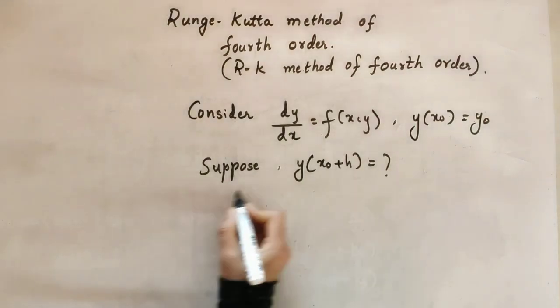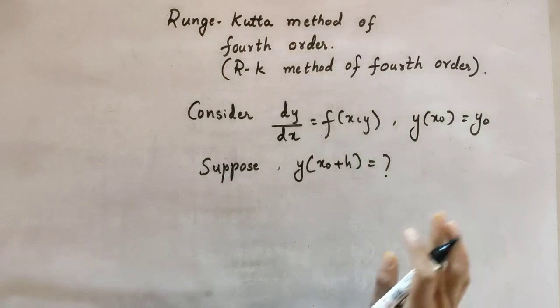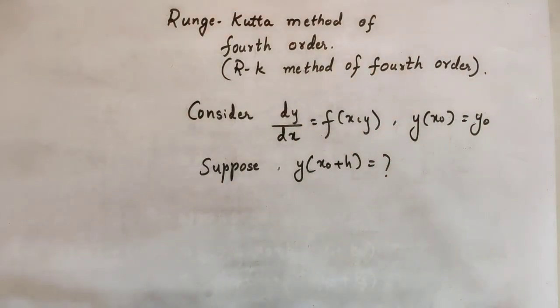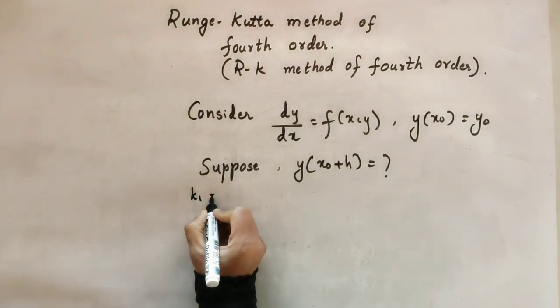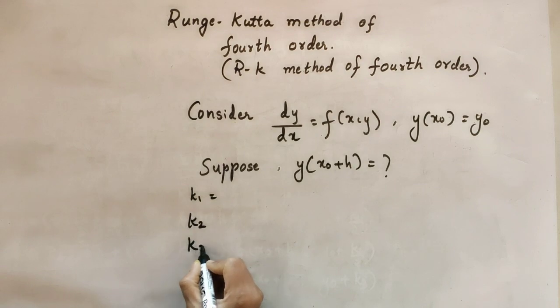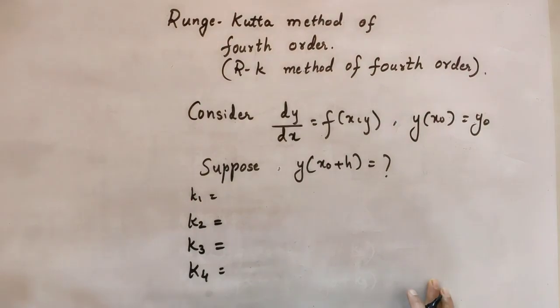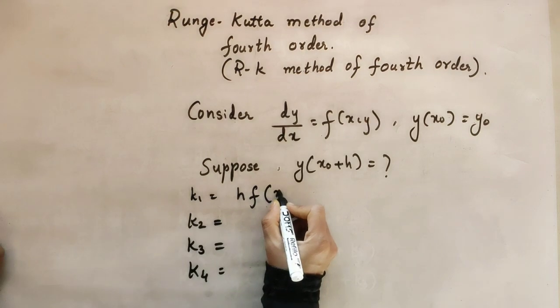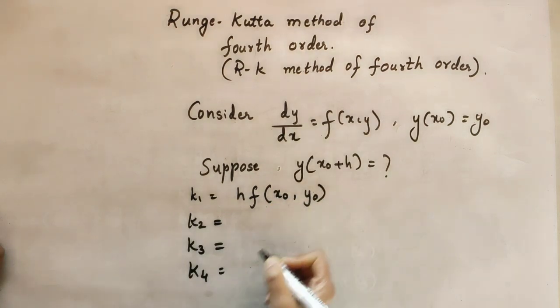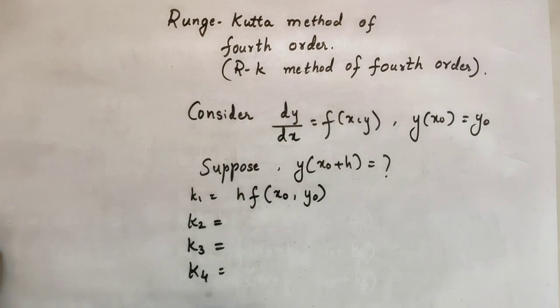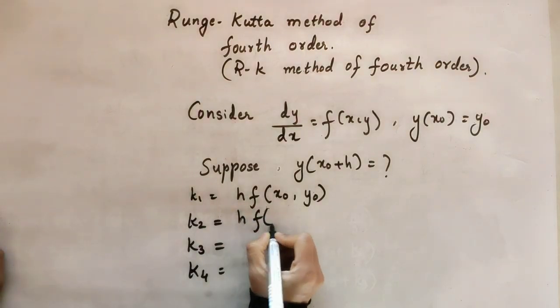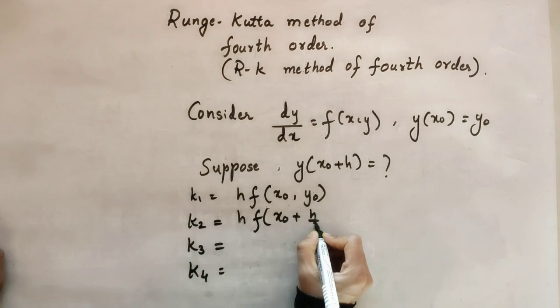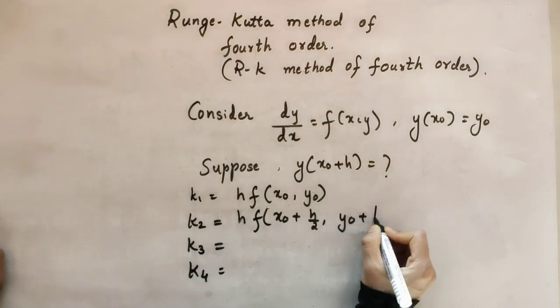So first, to work for the value, we apply the four formulas, the four k values, that is k1, k2, k3 and k4. We first evaluate these k values. The formulas are one by one, I'll write here. K1 value is h times f of x naught, y naught. K2 value is h times f of x naught plus h by 2, y naught plus k1 by 2.